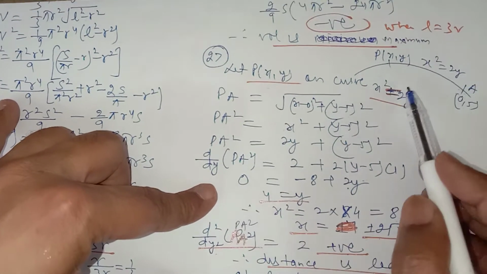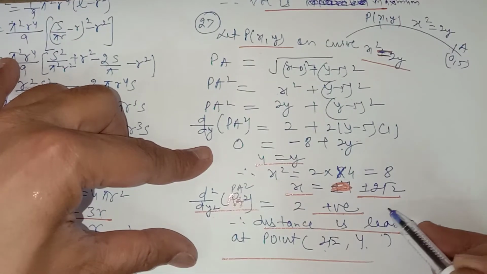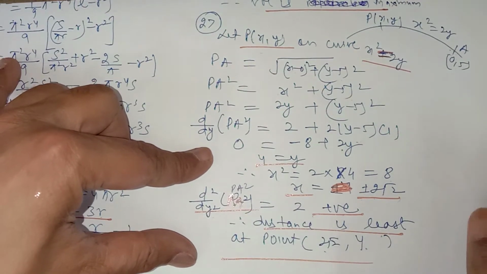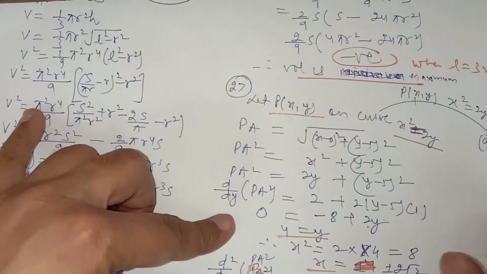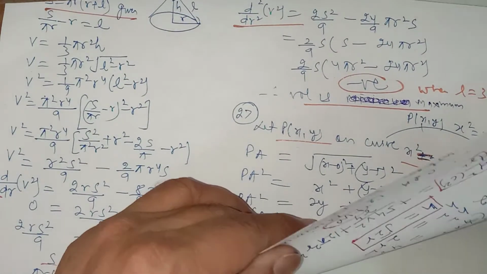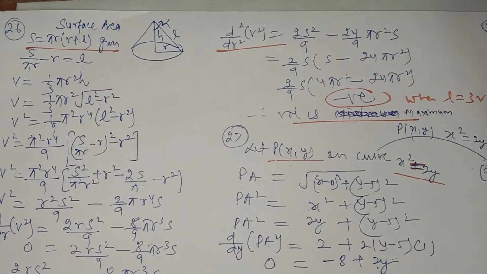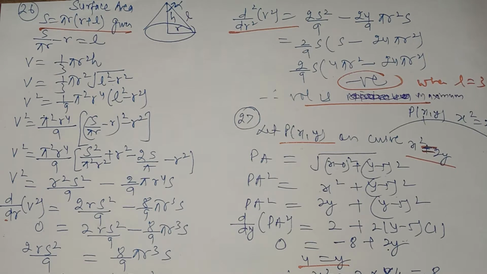When you put the value of x as 4, you find the value of y, which is coming out to be 2 root 2, and when you find the second derivative, it is positive. It means the distance is minimum when the point is plus minus 2 root 2, 4. So this is the completion of exercise 6.5, and we have done the word problems of 6.5, which are very, very important, and most probably you'll get a 6-mark question from this word problem of maxima and minima.